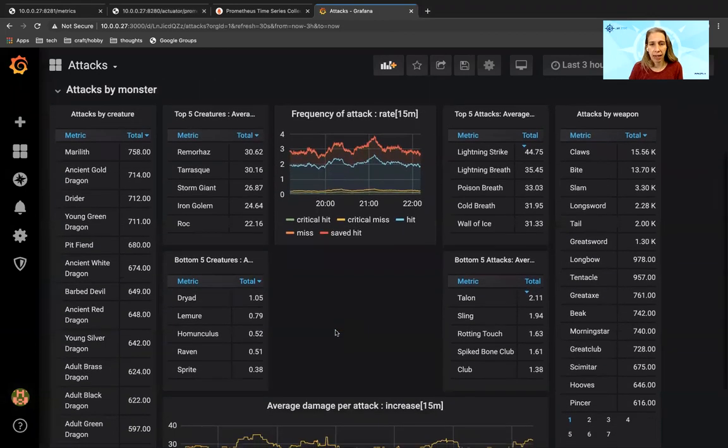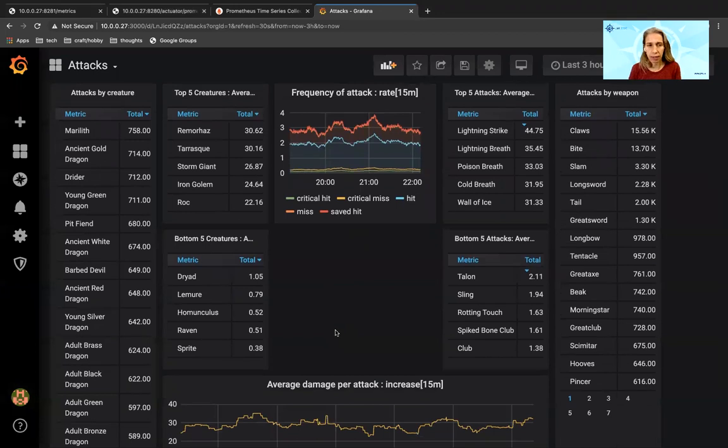You can't graph this, it looks like silly string, but you can get a reasonable list of top 5s and bottom 5s from what happened, or here's your top attacks by weapon. These are just most frequent attacks, or most frequent attacks by creature or by weapon on the farthest out. But the top 5 attacks by damage: lightning strike, lightning breath, poison breath, cold breath.